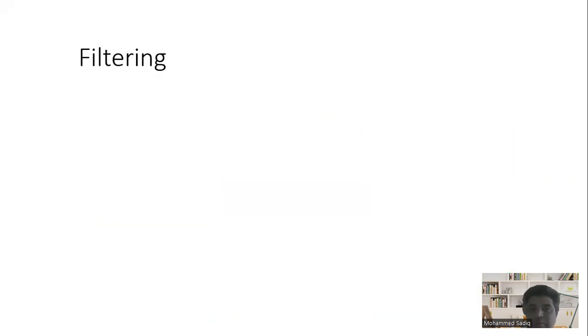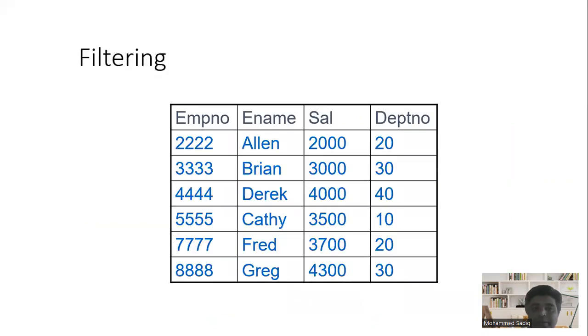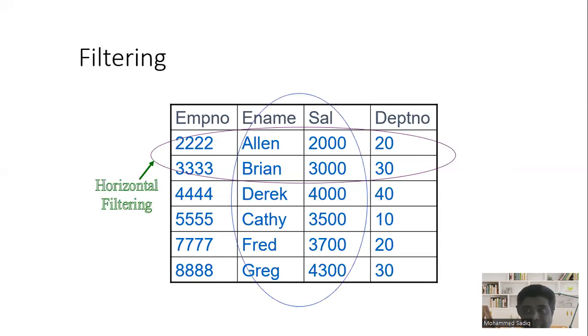First we'll see about a relational operator. When I talk about a relational operator, it is nothing but you want to filter the records based on a certain relationship. For example, if a name matches Sadiq, or does not match, or is greater than, less than, these are your relational operators.